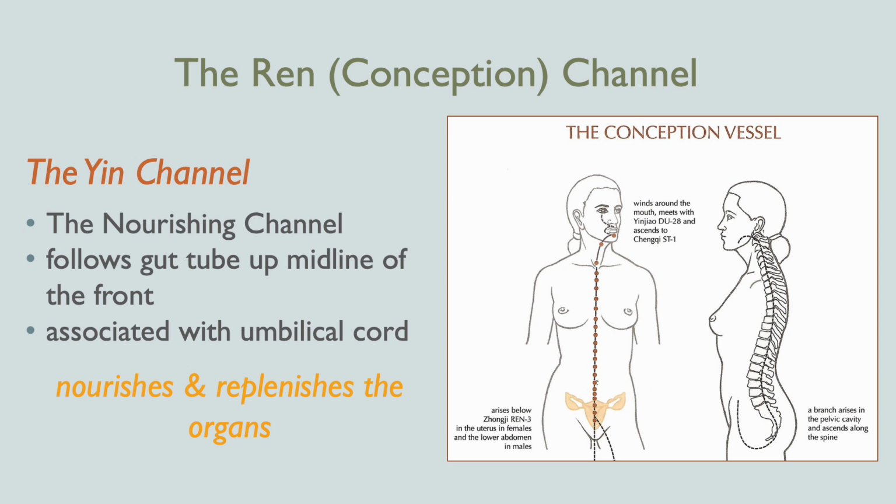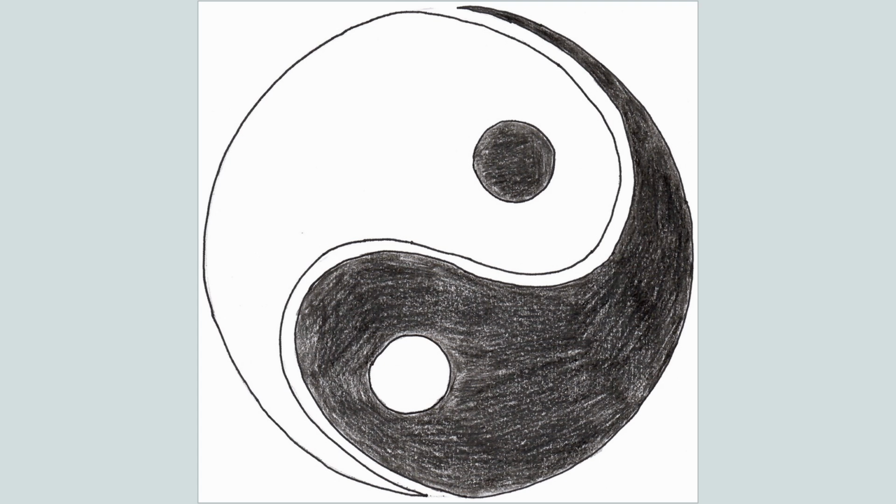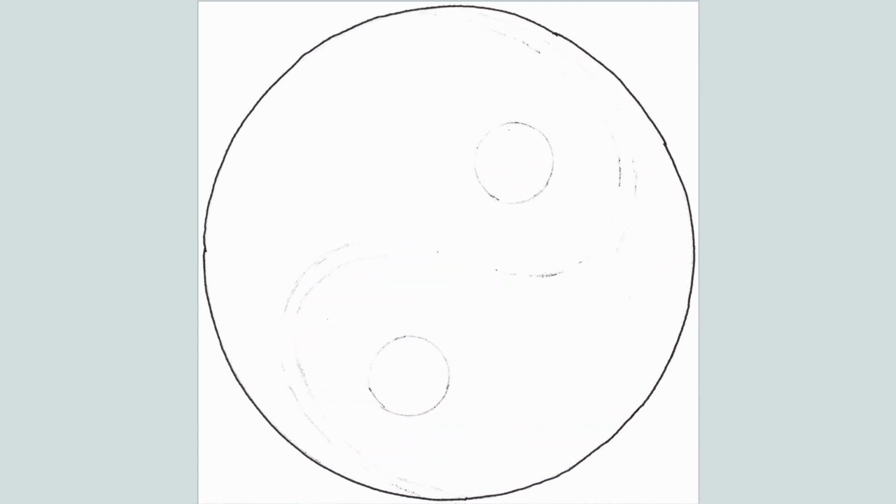According to Peter Deadman, the conception and governing vessels are like midnight and midday. They are the polar axis of the body. There is one source and two branches. One goes up the front and the other up the back of the body. When we try to divide these, we see that yin and yang are inseparable. When we try to see them as one, we see that it is an indivisible whole.